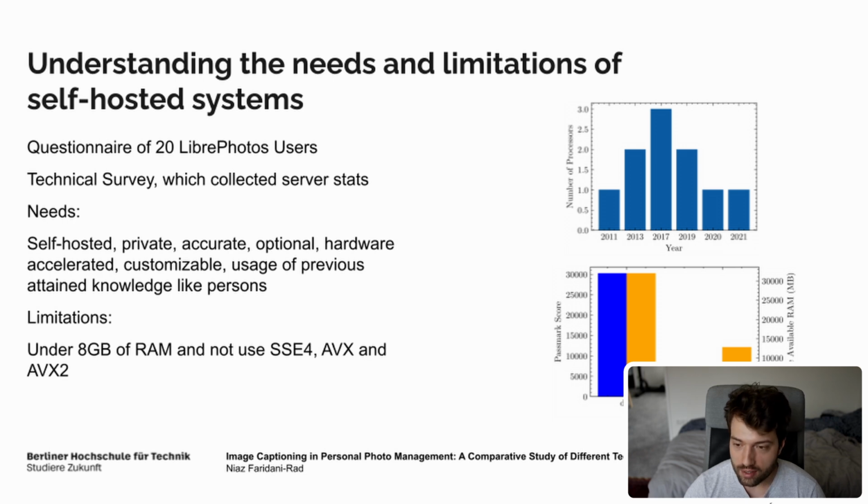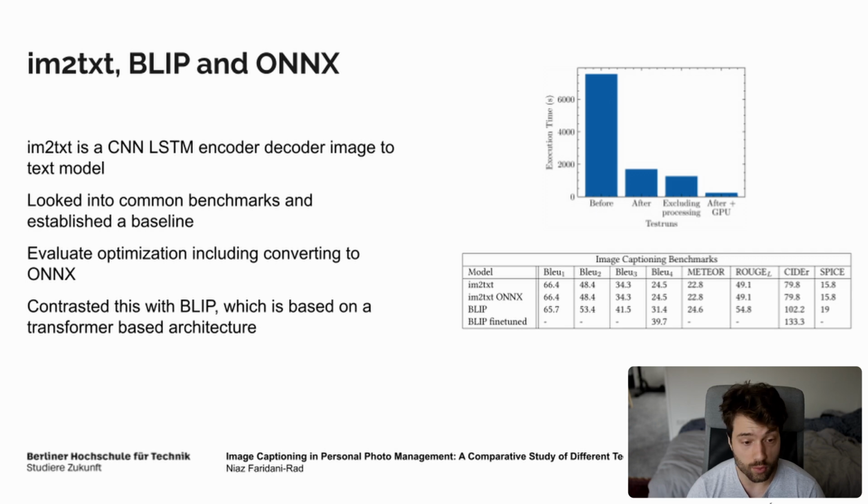Okay, then I had to establish a baseline. We already had an image-to-text model called im2text. It was based on a PyTorch tutorial. It was a CNN LSTM encoder-decoder architecture. And I didn't know how well it worked because it was never benchmarked. So I looked into the common benchmarks and established a baseline, which means I used the Coco dataset and ran all the image captioning benchmarks like BLEU, Meteor, Rouge, Cider, and Spice. And yeah, then I got these scores back.